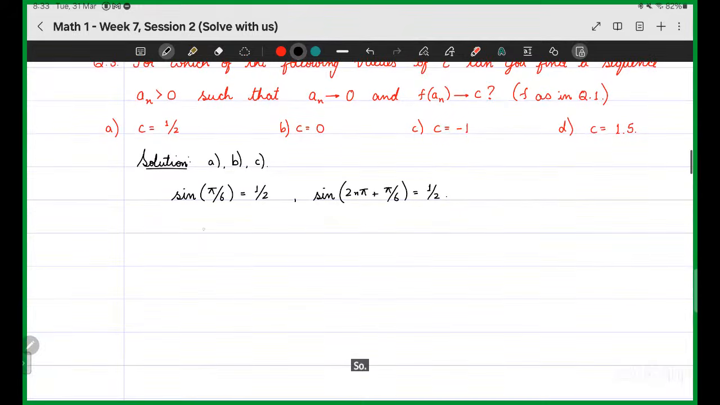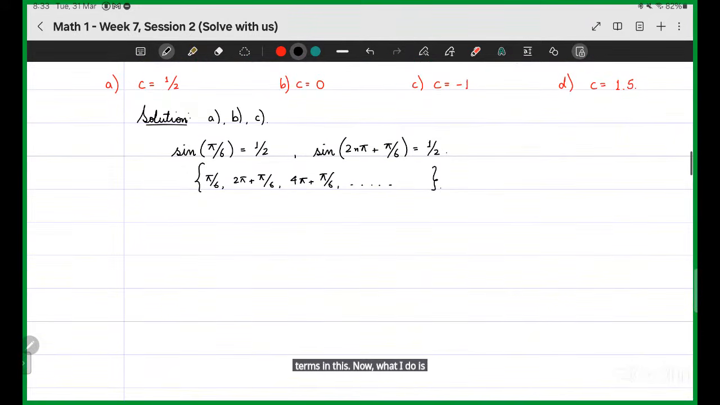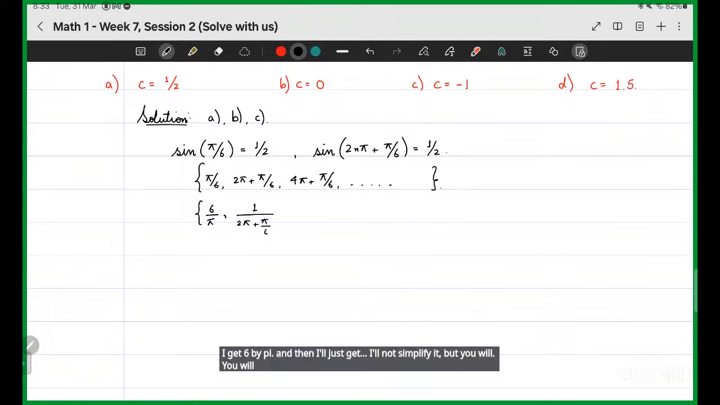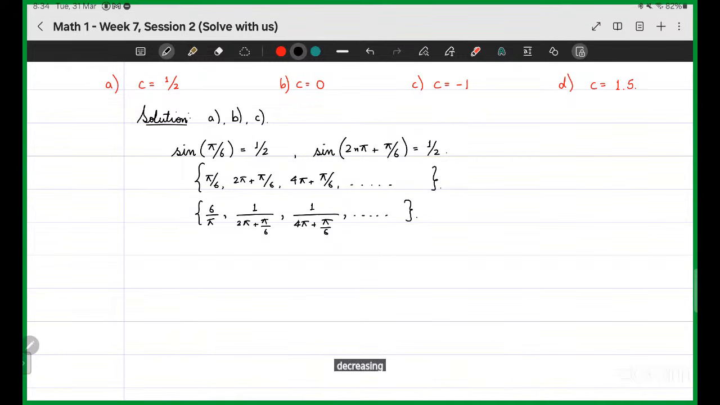So you have pi by 6, 2 pi plus pi by 6, 4 pi plus pi by 6. This is an increasing sequence, and there are infinitely many terms in this. Now, what I do is I just take the reciprocals of those things. I get 6 by pi, and then I'll not simplify it, but you will definitely understand what I'm trying to do over here. Since the original sequence was an increasing sequence, what is the nature of this sequence, because we are taking the reciprocal? Decreasing, and it actually decreases to 0.